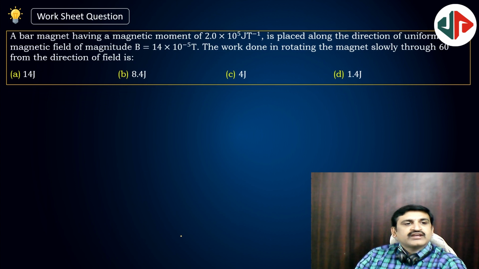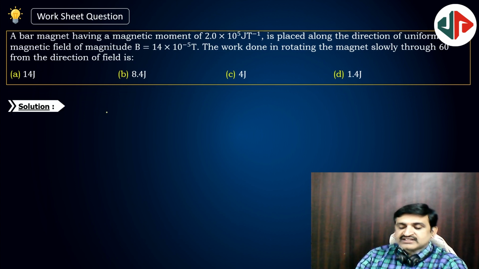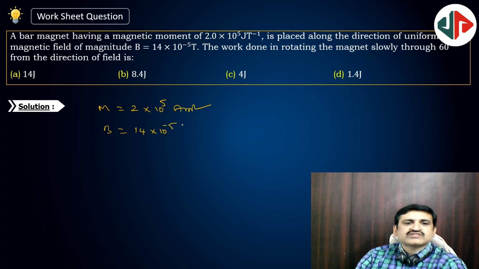Next. A bar magnet having magnetic moment. At this stage, you shouldn't feel that, sir, this question belongs to that chapter, that question belongs to this chapter. Not like that. Whatever question comes, you need to practice. A bar magnet having a magnetic moment M is equal to 2 into 10 to the power of 5 units, ampere meter square, is placed along the direction of uniform magnetic field B equal to 14 into 10 to the power of minus 5 Tesla.